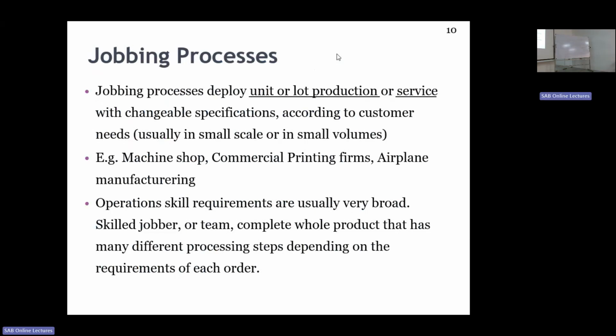Anything else you want to know about it? I hope now you see the difference between batch and job shops. Both are using batch processing, but there the size of the batch is larger, here the size of the batch is small, could be even one product. Not only simple products, even complicated products are manufactured by job shops.